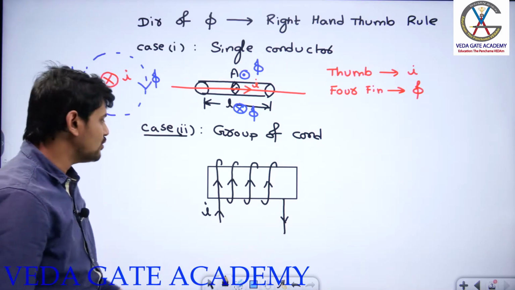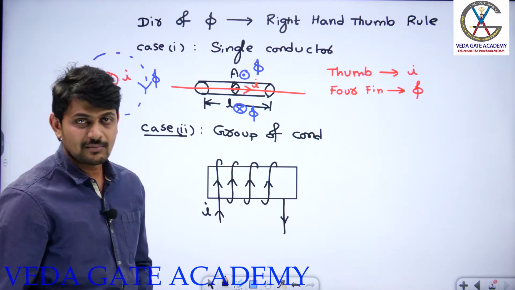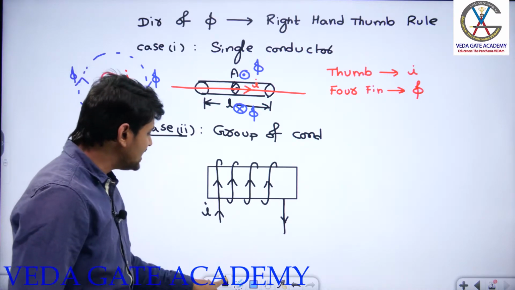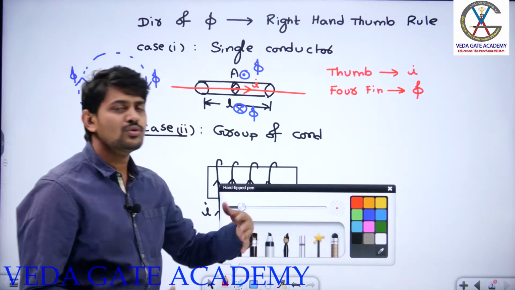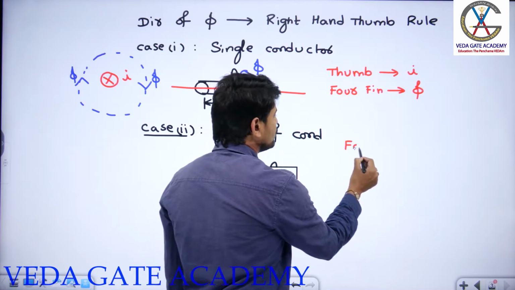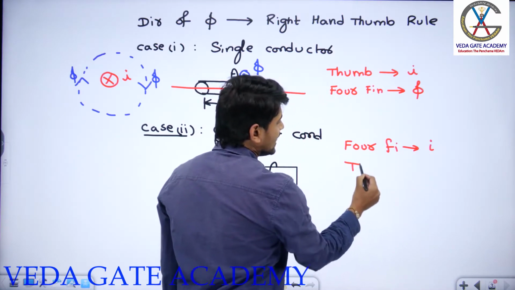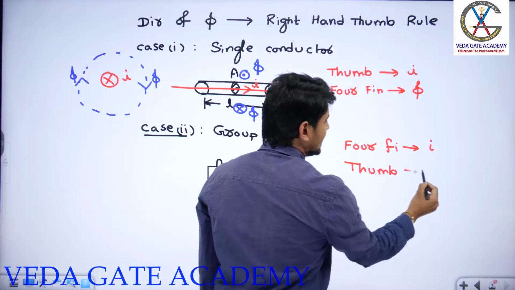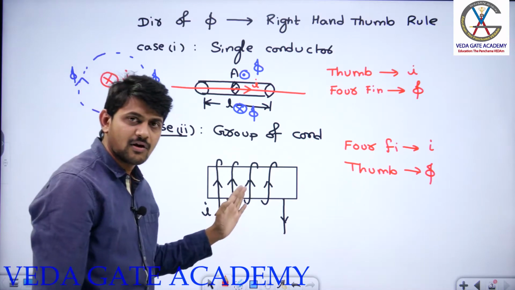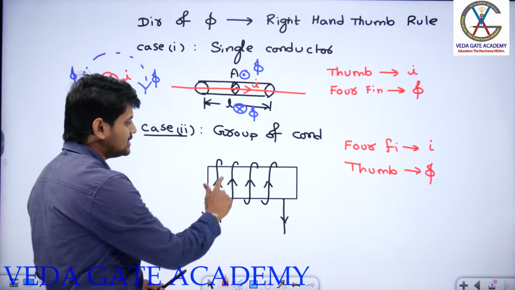Now whenever I allow some current through any conductor or group of conductors, then around the conductor magnetic flux lines will be produced. Now as I said, if you are dealing with a group of conductors, then how to apply right hand thumb rule? In order to apply right hand thumb rule, you can use four fingers to represent the direction of current, whereas my thumb is used to represent the direction of flux lines. Now I will try to apply here. So what is the direction of the current here? The direction of the current here is in the upward direction.